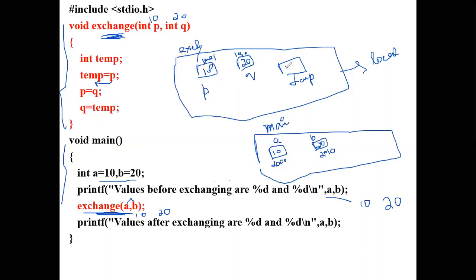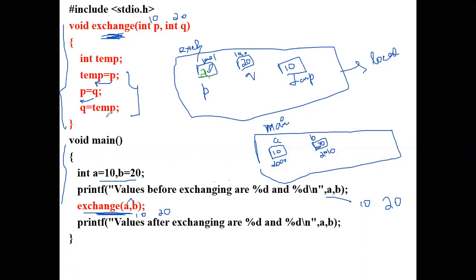We have already discussed this logic for exchanging values. The p value will be stored in temp. The q value will be stored in p. So what is the value in q? It is 20, and that will be stored here. So we are going to store 20 here.